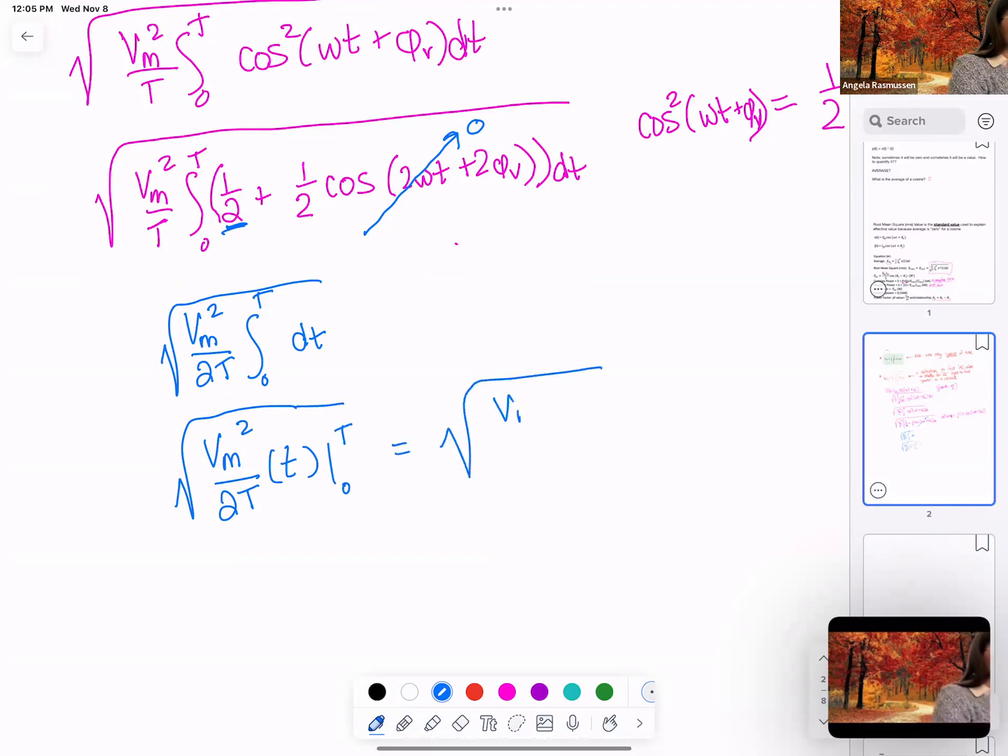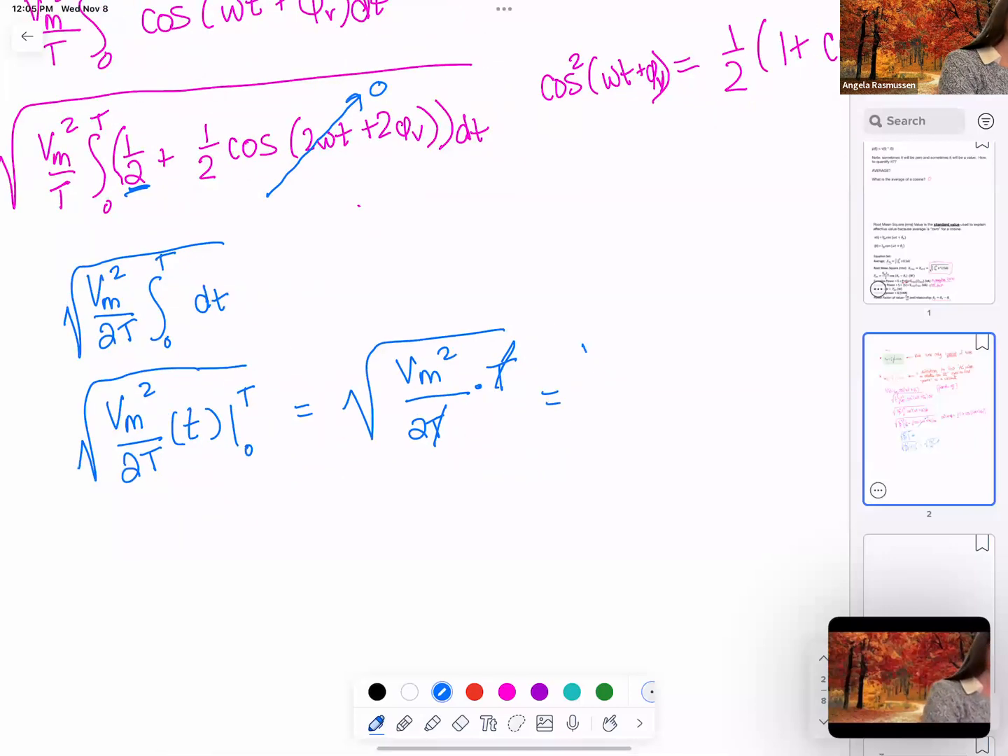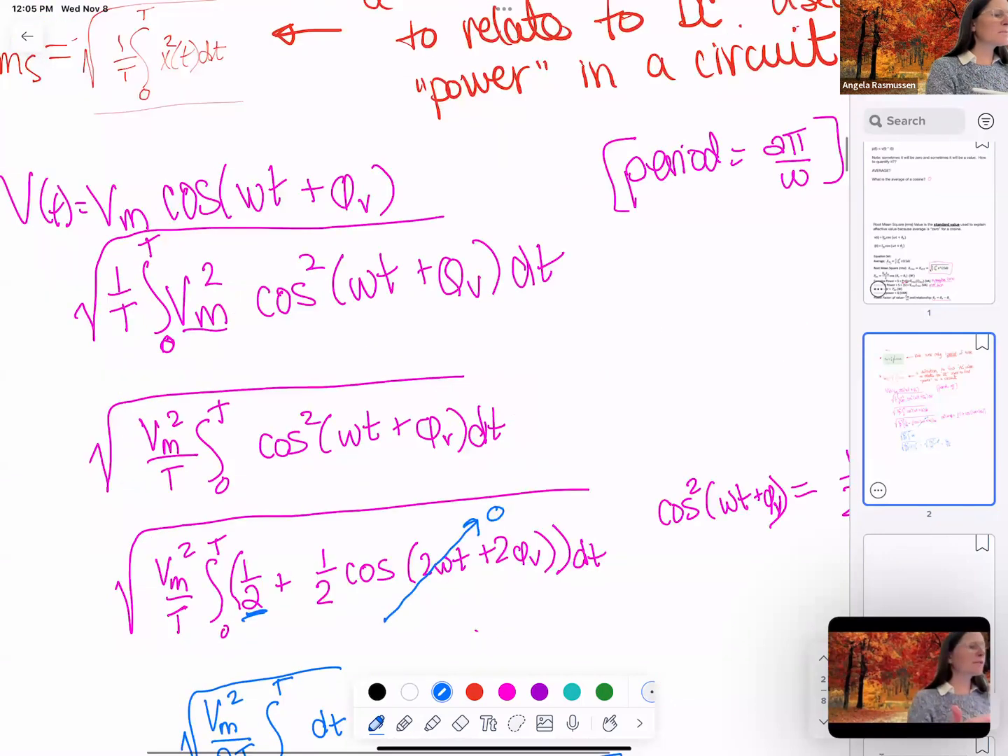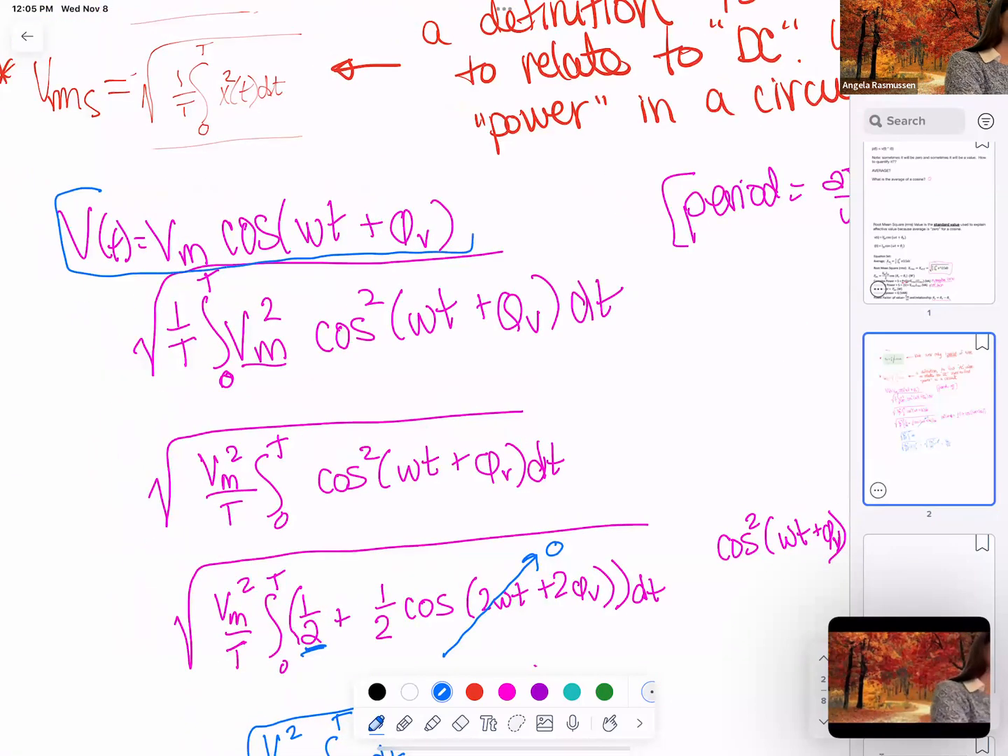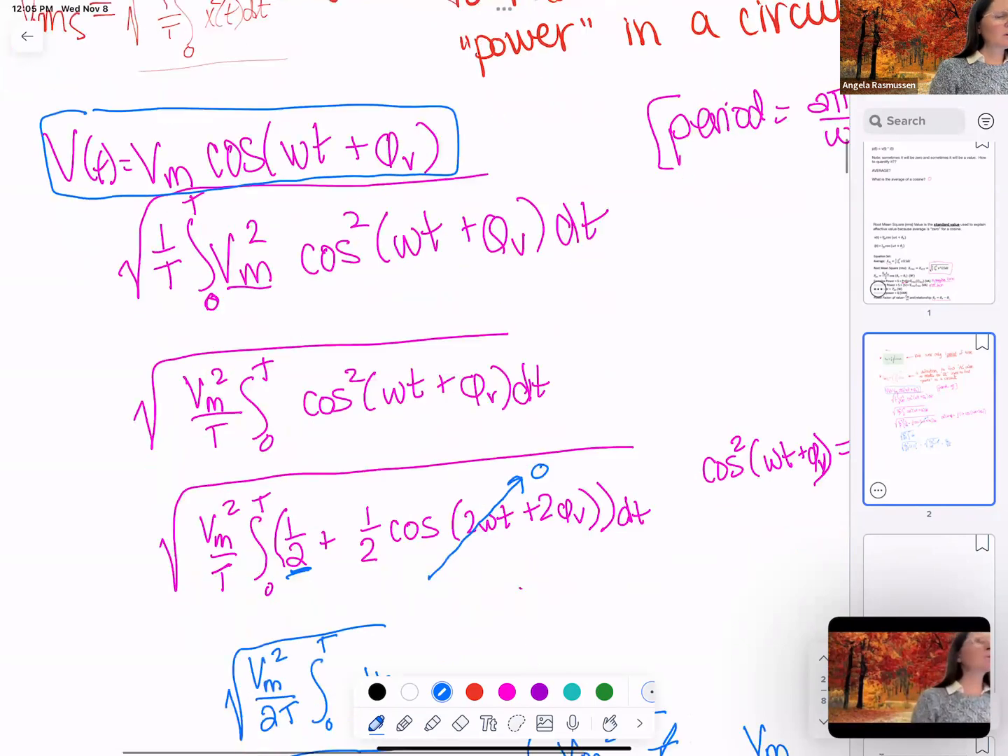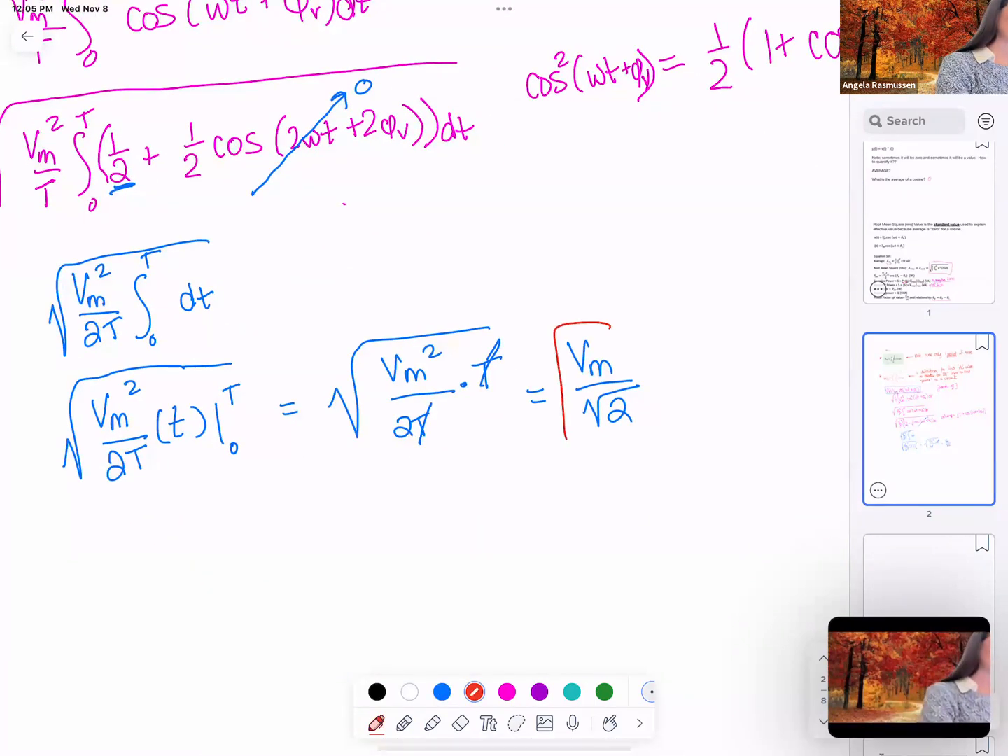And so Vm squared dt times, this is t minus 0. So then the t's cancel, and I get Vm, if I want to bring it out of the square root, over the square root of 2. So if it's not Vm, if it's just even a generic xm, this is going to be the same quantity. As long as I'm in the form of an amplitude times a cosine, and it can be a cosine with a shift or just a cosine, it's going to end up being the same for both. The value ends up being that amplitude over the square root of 2.